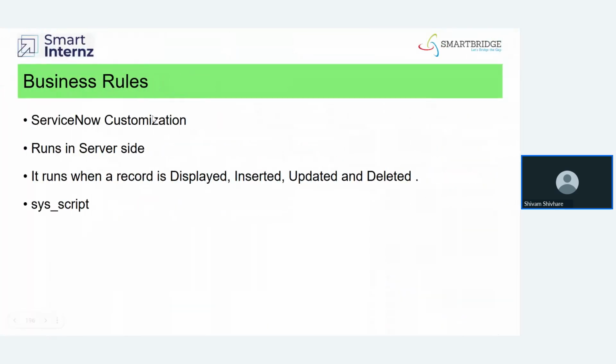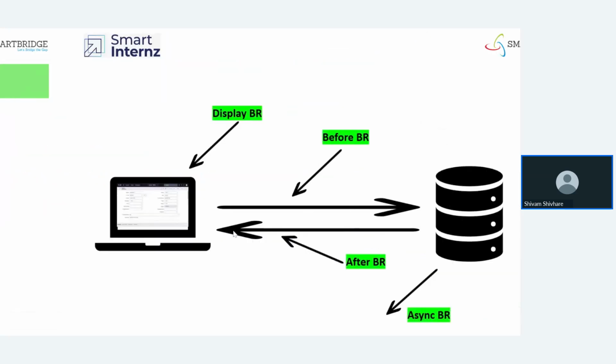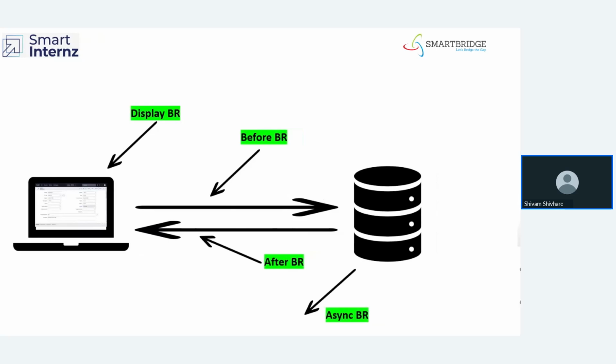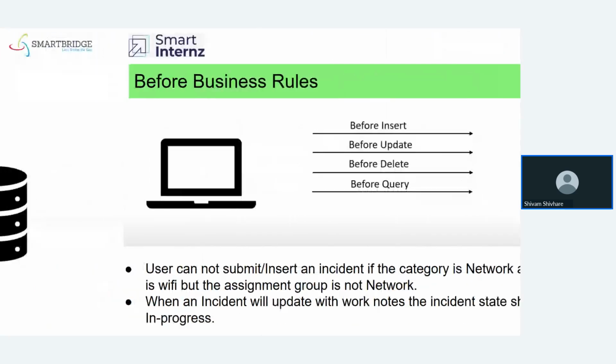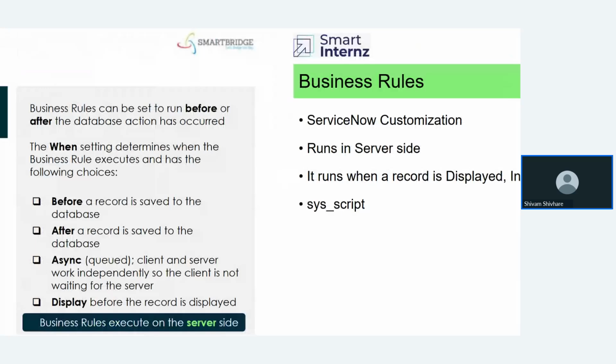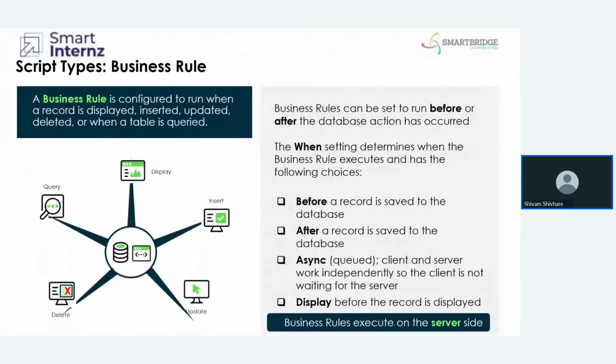So business rule is ServiceNow customization. Again, it will run in the background, completely on the server side. It runs when a record is displayed, inserted, updated, and deleted. It is also completely scripting. Yes, is it clear? Any doubts in the business rule? Guys, understood? See, you have to know what are the types of client scripts and what are the types of business rules. That's it.